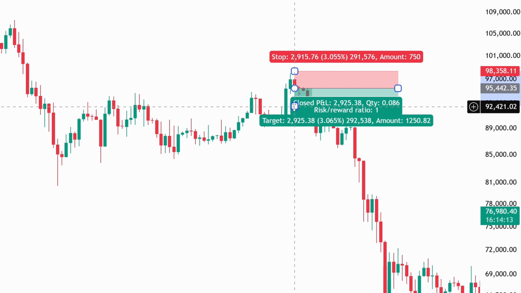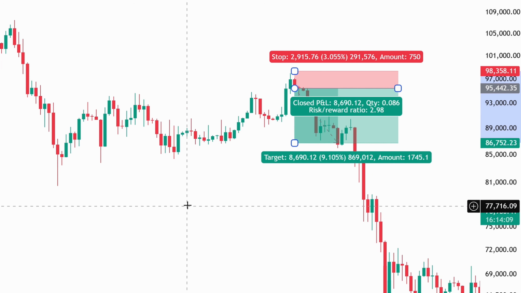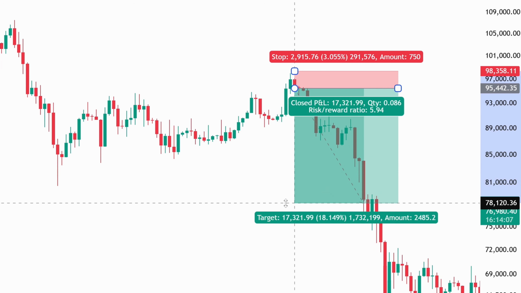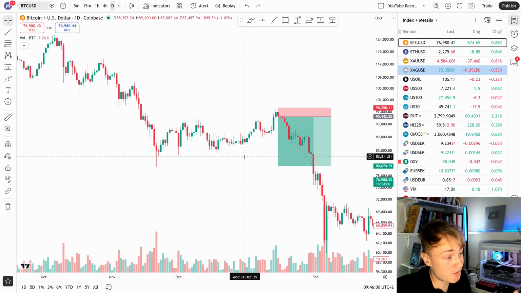Remember, we make money when the price goes down. So a risk to reward ratio of 1 would look something like this. A risk to reward ratio of 3 would look something like this. A risk to reward ratio of 5 would look something like this. But yeah, in very simple terms, this is how you use the long position tool and short position tool in TradingView. It's a very easy way to plan out your trades using risk to reward.